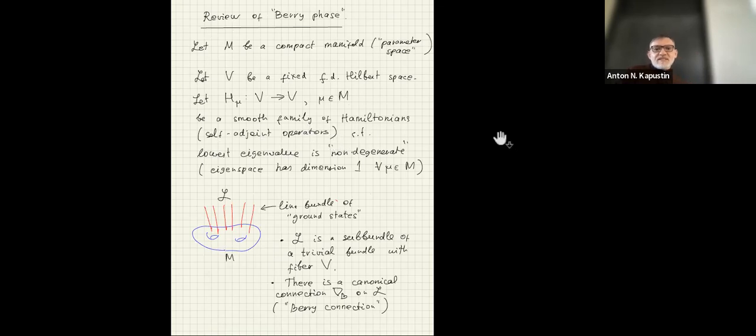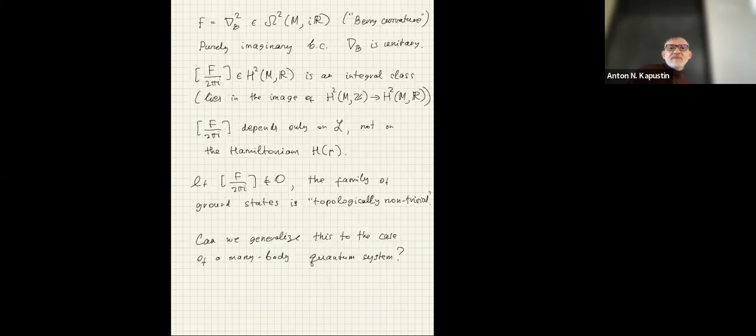Okay. So I have this family of lines over the manifold M, and moreover, you also have a canonical connection on this line bundle. That's called the Berry connection. That's a fairly recent realization due to Michael Berry. And then the connection has curvature, which is a closed 2-form. And the way I define things it's actually purely imaginary, so I put i here.